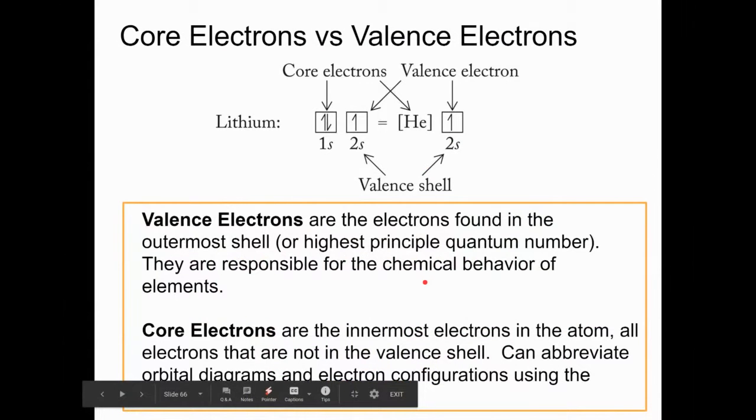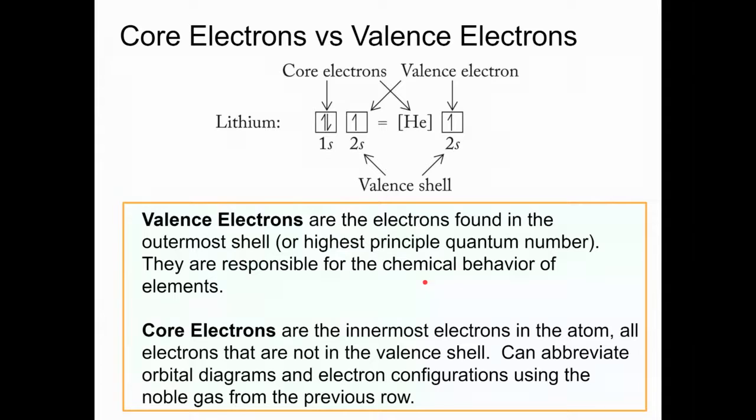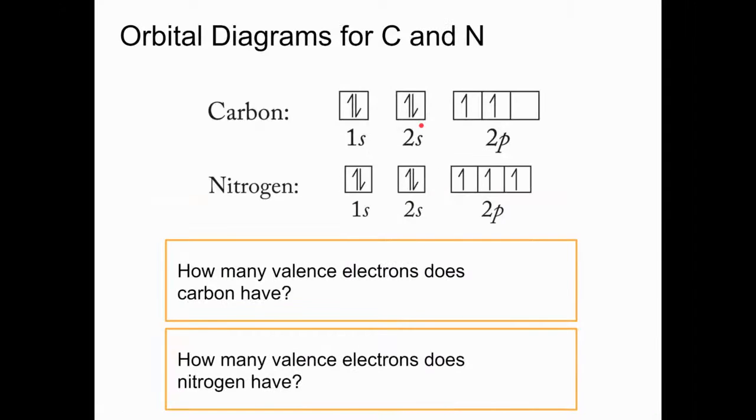The core electrons are the innermost electrons in the atom. All the electrons that aren't in the valence shell are core electrons. And we can abbreviate orbital diagrams and electron configurations using the noble gas from the previous row, like we did up here. So let's do some examples. I think that'll make it more clear.